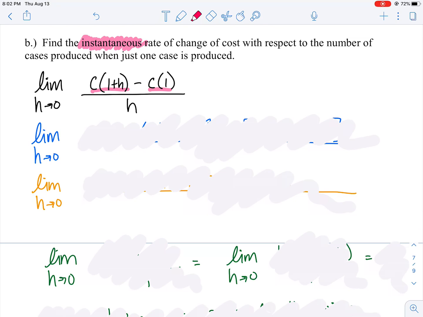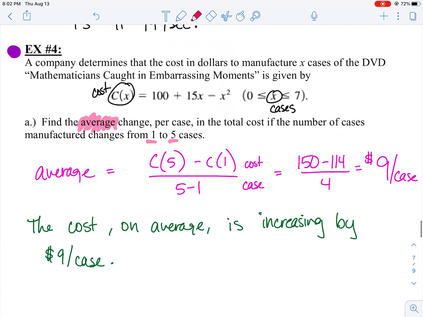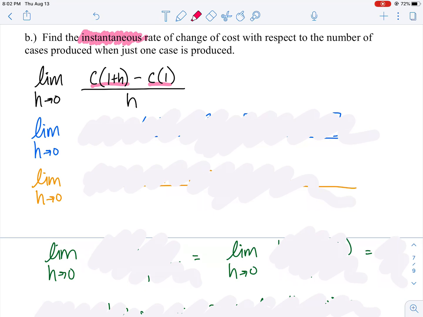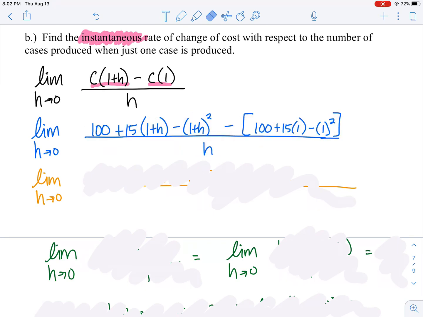So here we go. This is what your setup should look like. When we do our C of 1 plus h, that means I'm going to take my 1 plus h and substitute it into my cost function. So up here, the 100 plus 15x minus x squared. Wherever I see an x, I'm going to plug in a 1 plus h. And then wherever I see an x, I'm going to plug in a 1 and evaluate that numerator. So yours should look like this now.